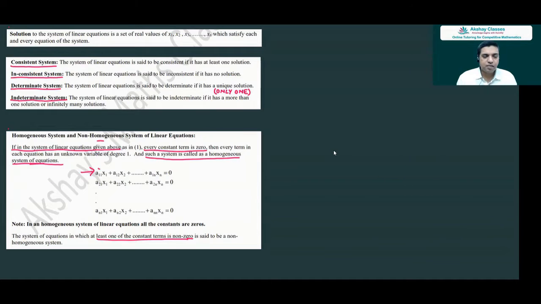Now if the variables are of degree 2, then it's called a quadratic equation. If the highest degree of the variable is 3, then it is called a cubic equation, and so on. But we are discussing linear equations, and linear equations by far are the most important in linear algebra. That is what we are discussing.